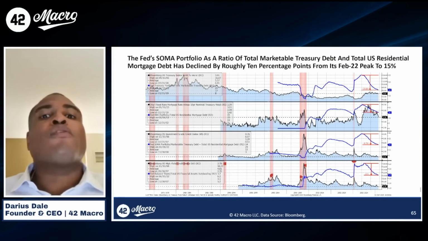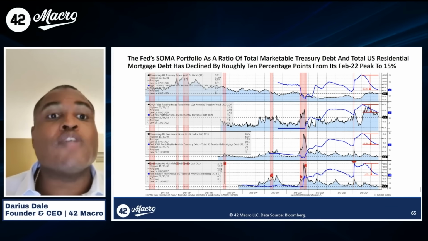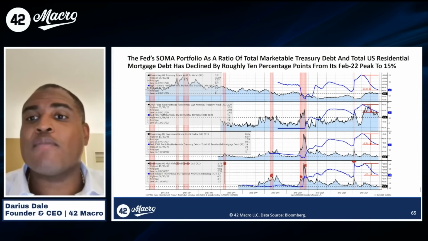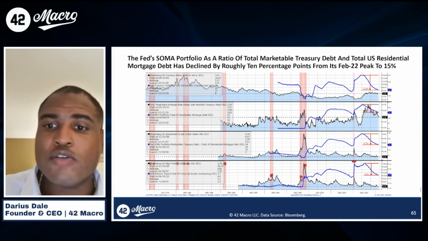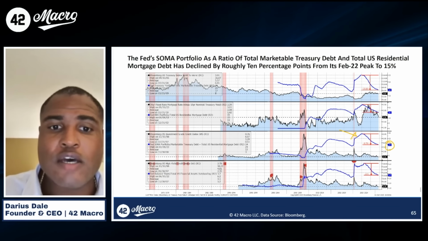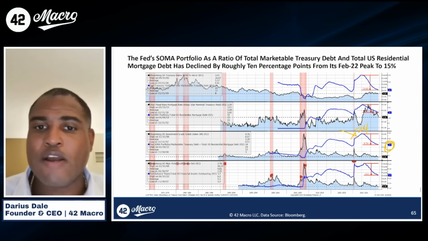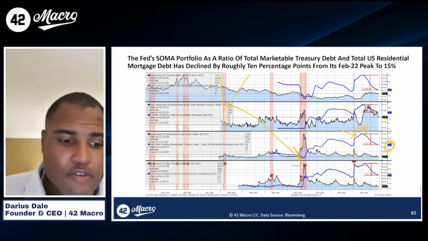The Fed's summer portfolio as a ratio of total marketable Treasury debt and total U.S. residential mortgage debt has declined by roughly 10 percentage points from its February 22nd peak. So this is the blue line here, that's what I'm referring to. We're now at 14%. We peaked at 24%. I don't know what the right number is, but I know it's not 14%, as evidenced by the problems we saw in the repo market and the increasing size of the bottom of the K.